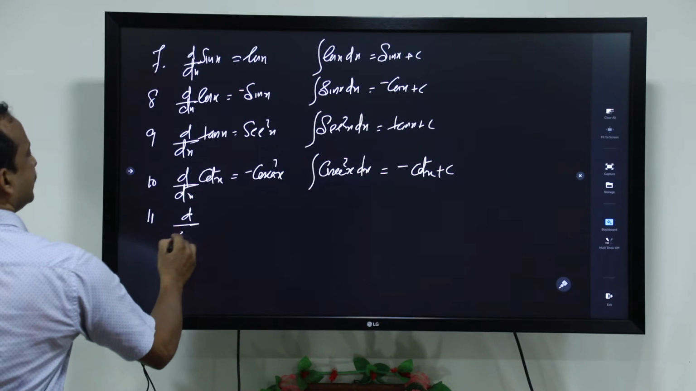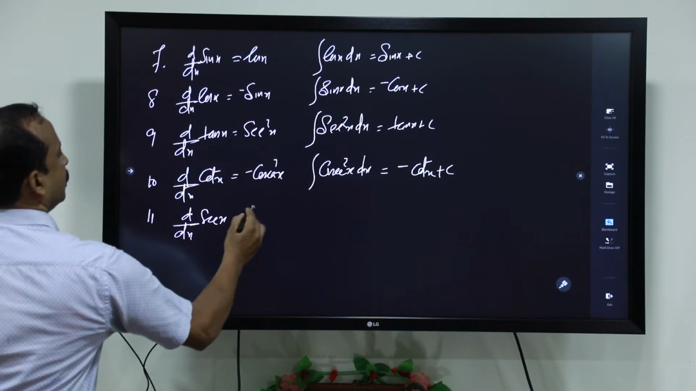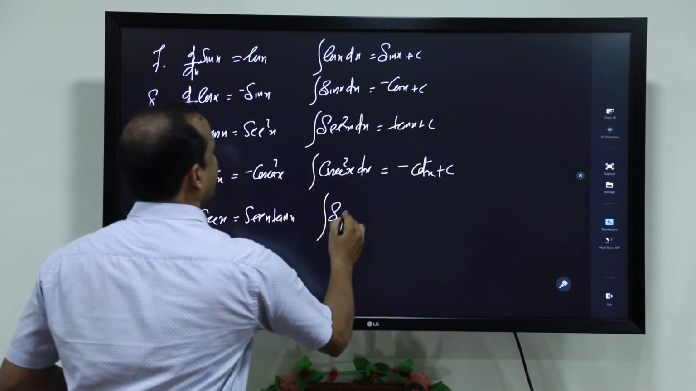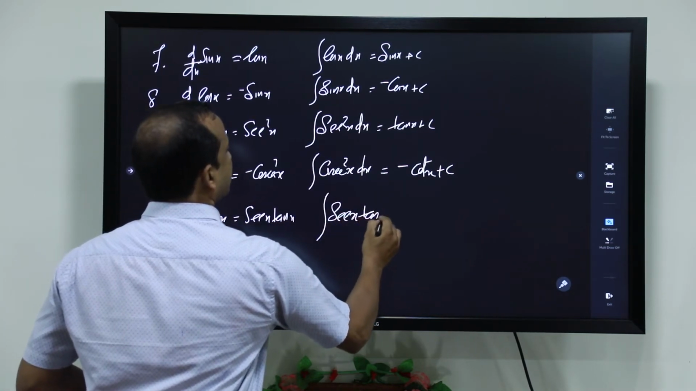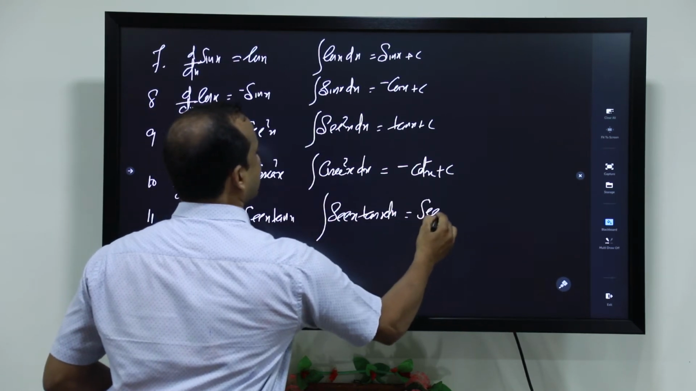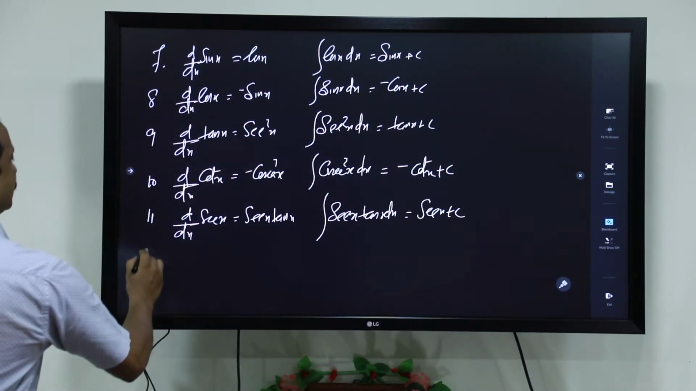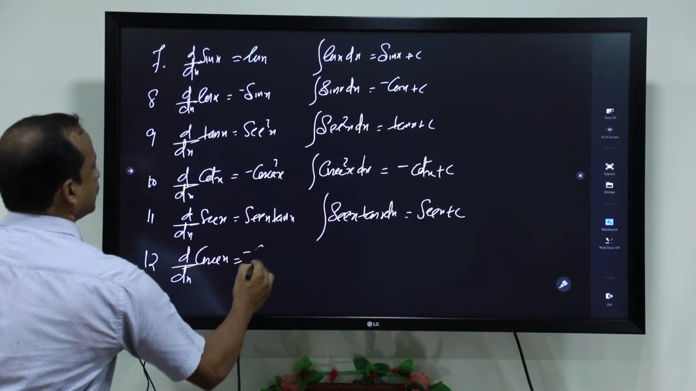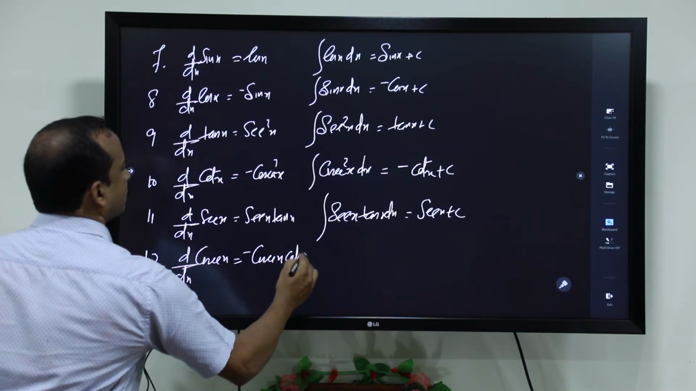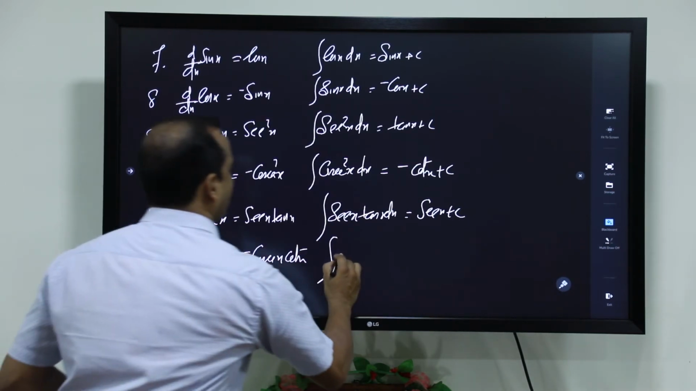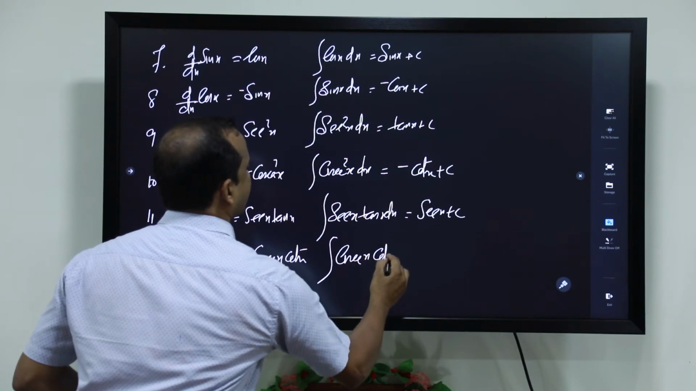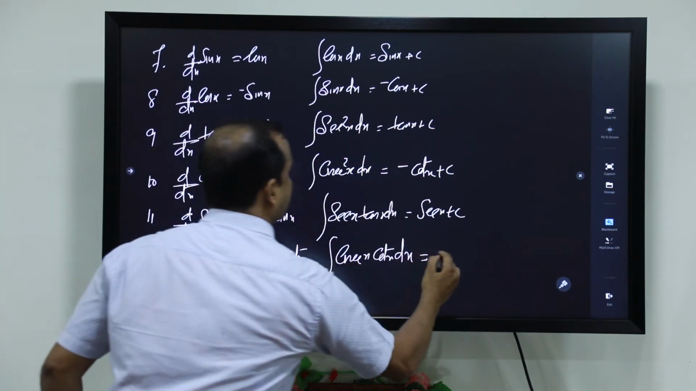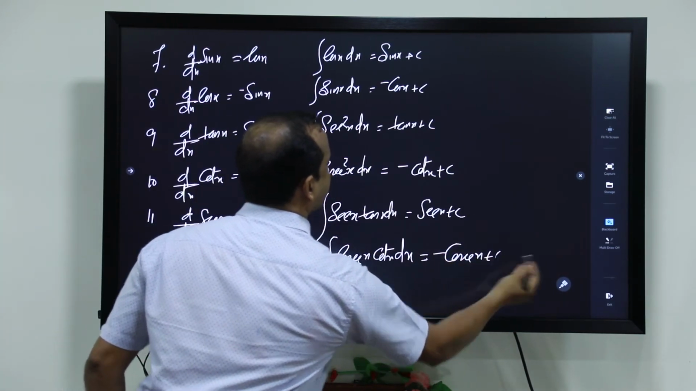Then d by dx of sec x is equal to sec x into tan x, and therefore integral of sec x into tan x into dx, answer is sec x plus c. Then d by dx of cosec x, answer is minus cosec x into cot x, and therefore integral of cosec x into cot x into dx is equal to, this minus changed to the left side, minus cosec x plus c.